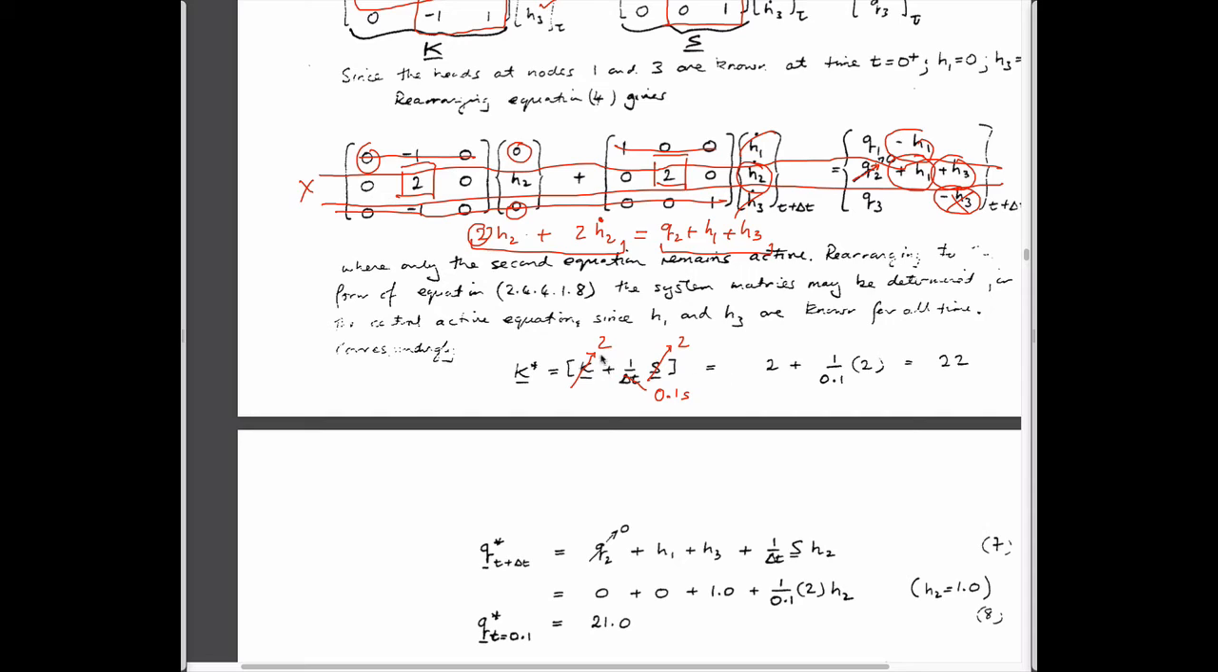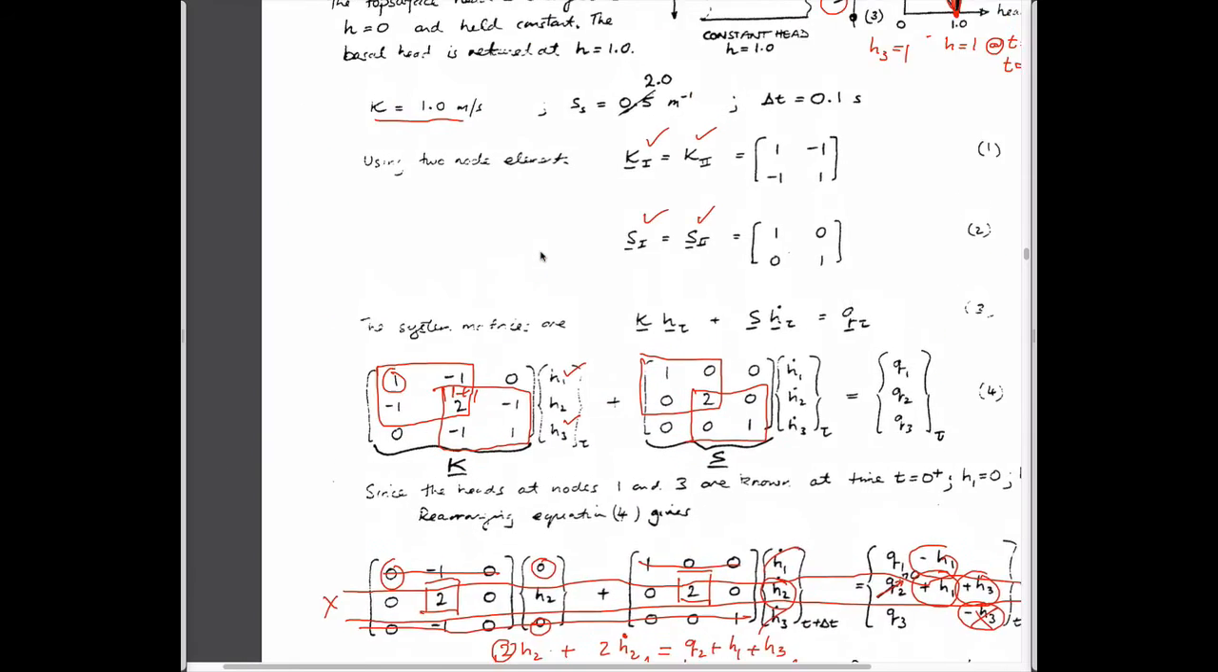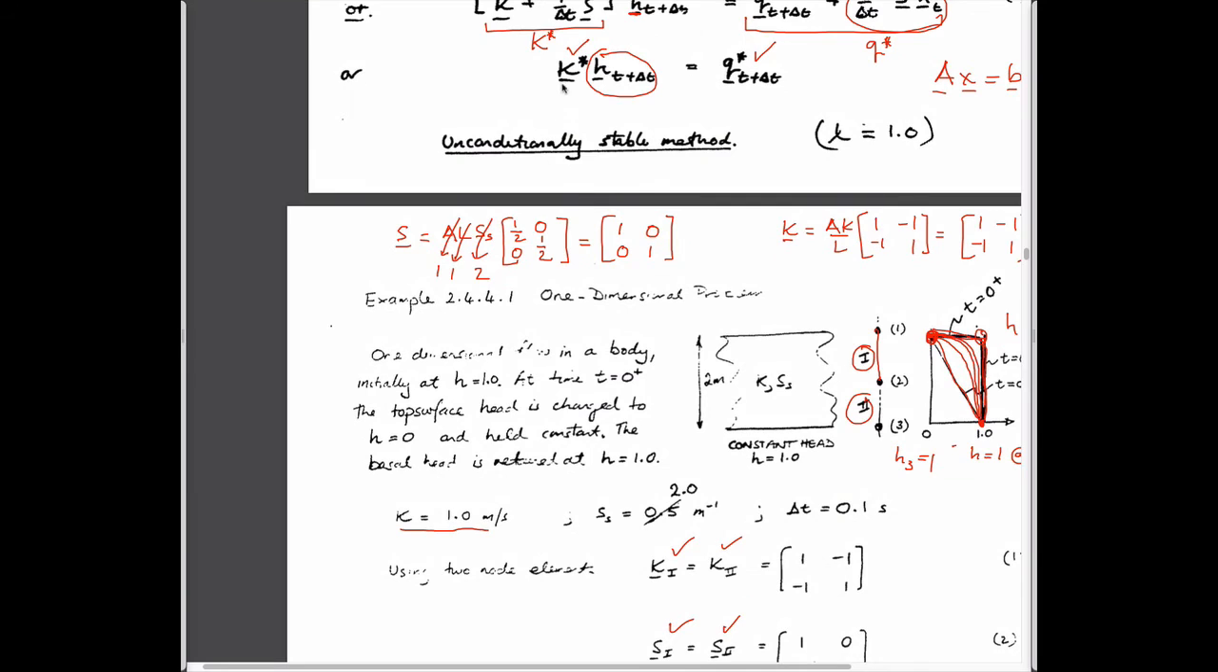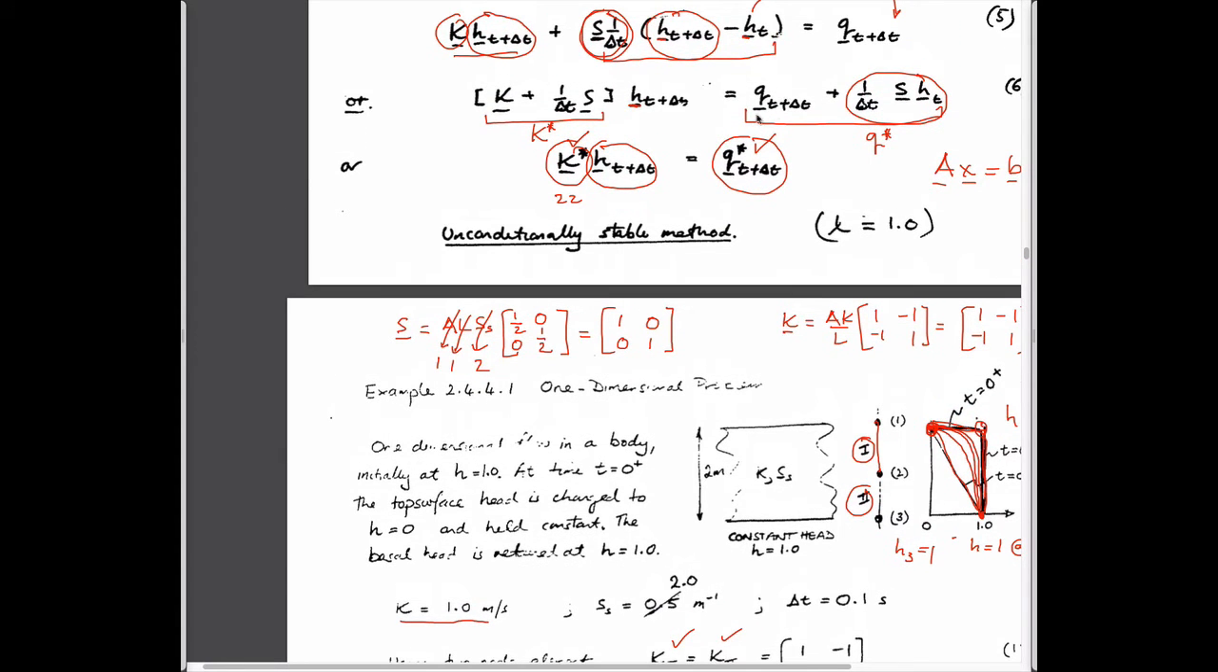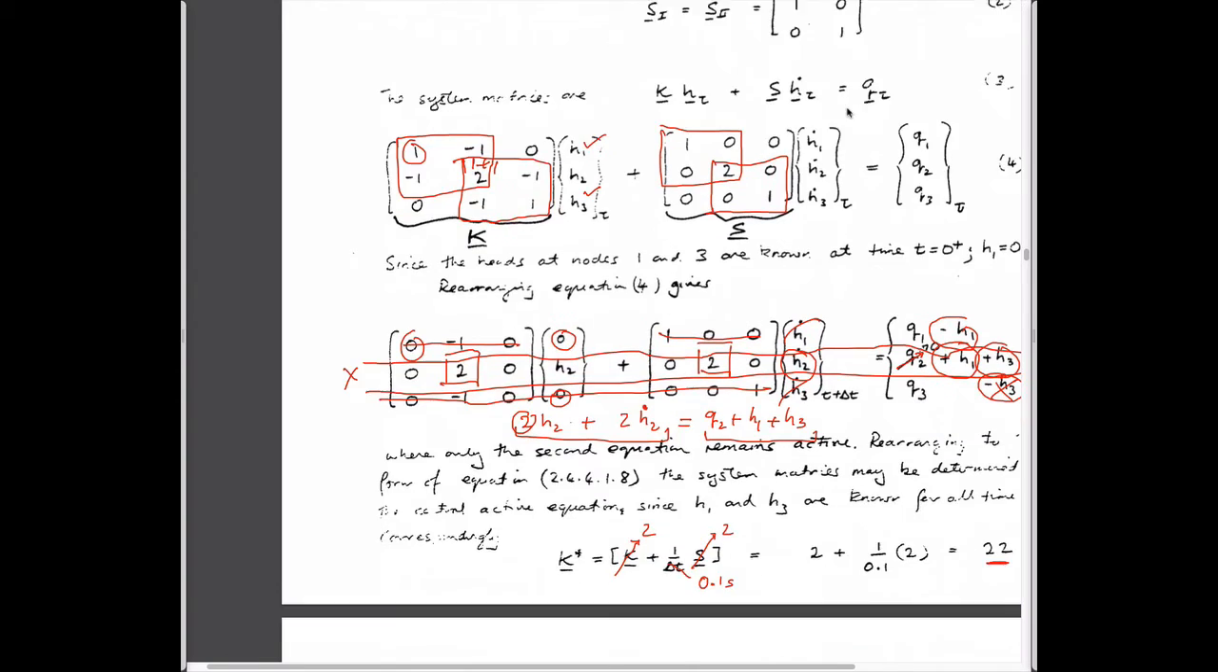So in other words, this is 2 plus 1 over 0.1 times 2, so the value of k star is equal to 22. So that's a constant. So we've dealt with this part. So now we know exactly what the value of k star is. It's 22 in our particular case. So what is the magnitude of this? This term is equal to the value of this load vector plus this extra term here. So let's go ahead and make that.